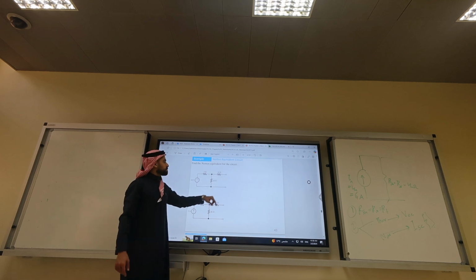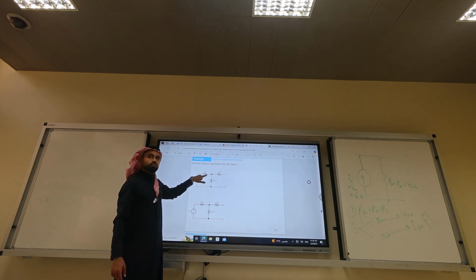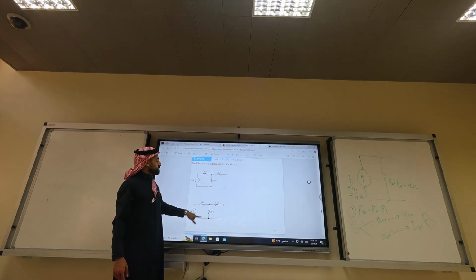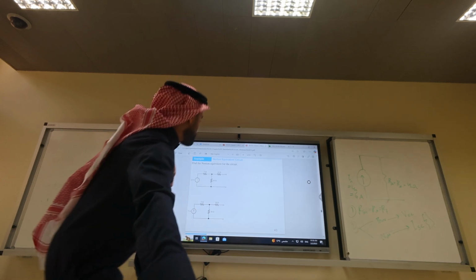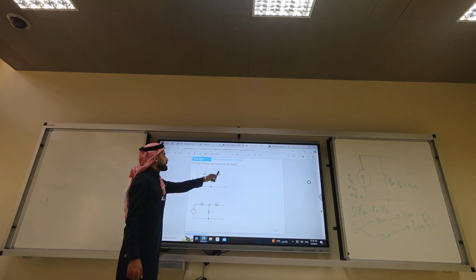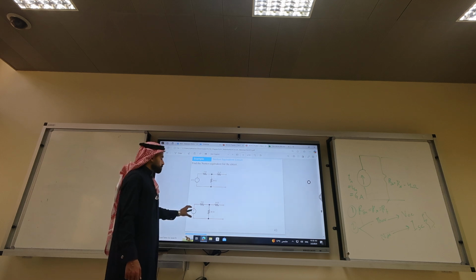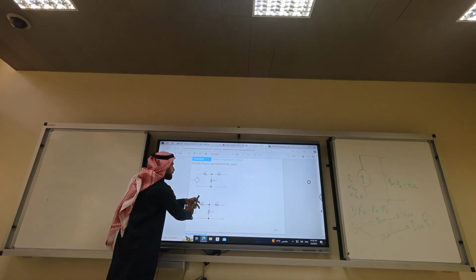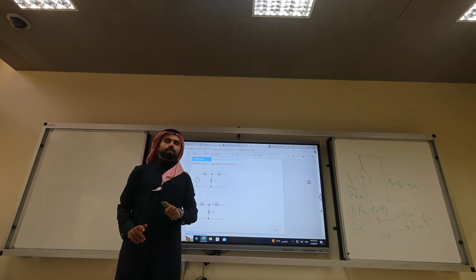What's R Thevenin here? 10 series with 4, 14. What is R Thevenin here? We kill the source, we short circuit this, right? Yes. So it will be 10 plus 4. R Thevenin here, we open circuit, we remove the current source. So this will be a hanging 5, right? So what's R Thevenin? 30.